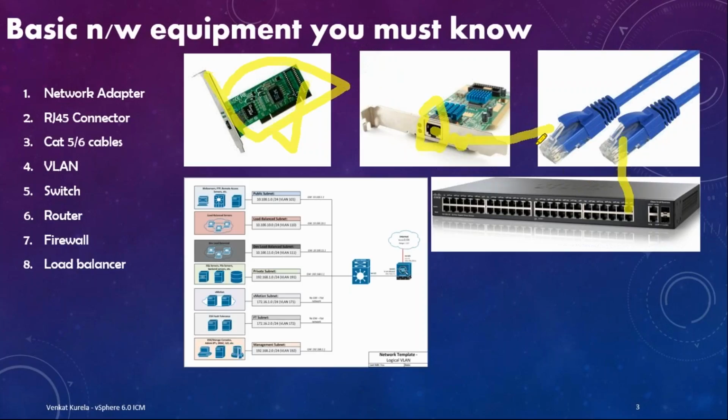Similar to that, you have similar concepts in virtualization as well. That is your virtual network interface card, your virtual RJ45 port, your virtual Cat5 cables, your virtual layer 2 switch, and of course you have VLAN. VLAN is basically isolating or segregating, minimizing the broadcast domain on the network. So VLAN is a segregation or isolation of the traffic on a physical switch.